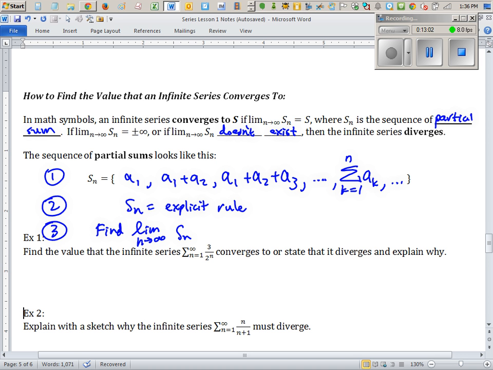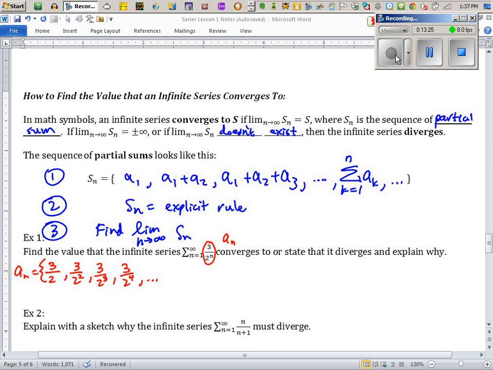Okay, so the first thing I'm going to do is create a list of partial sums. So this is sort of my a sub n. Okay, so follow this closely. So first I'm going to make a little list. A sub n is 3 over 2 to the first, 3 over 2 squared, 3 over 2 cubed, 3 over 2 to the fourth, etc. Okay, so what I'm doing is making a little list, right? But this is not the sequence I'm really interested in. I need an S sub n list, okay? This is where it gets tricky.